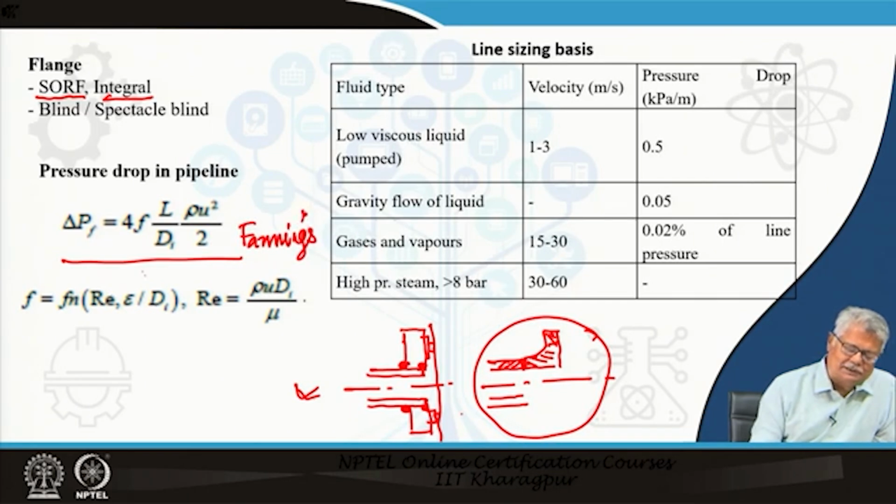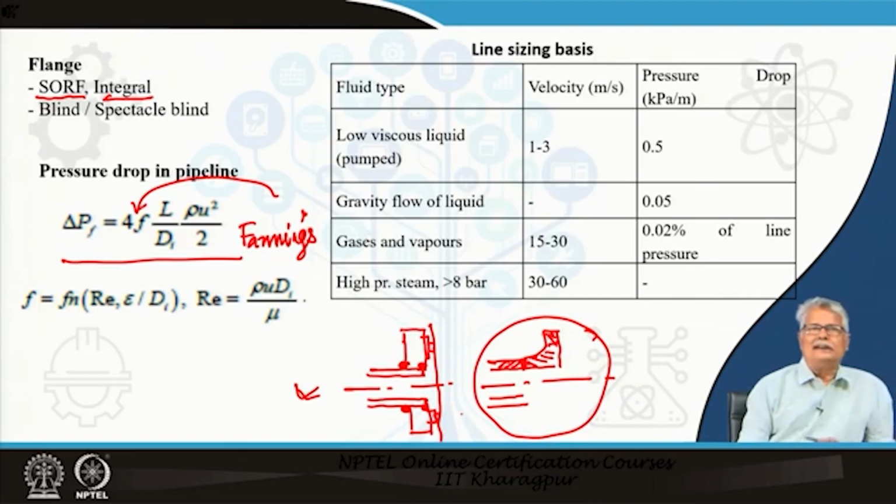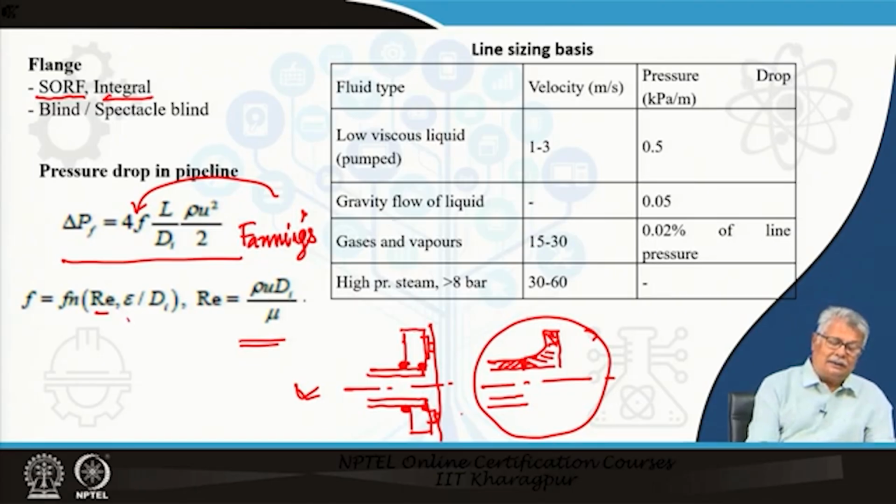It is Fanning's equation, and quite naturally this small f is the Fanning's friction factor. The Fanning's friction factor is a function of the Reynolds number, given by the fluid properties, the inside diameter of a pipe, and the velocity certainly, and it is also a function of the roughness factor. We will see what these are.